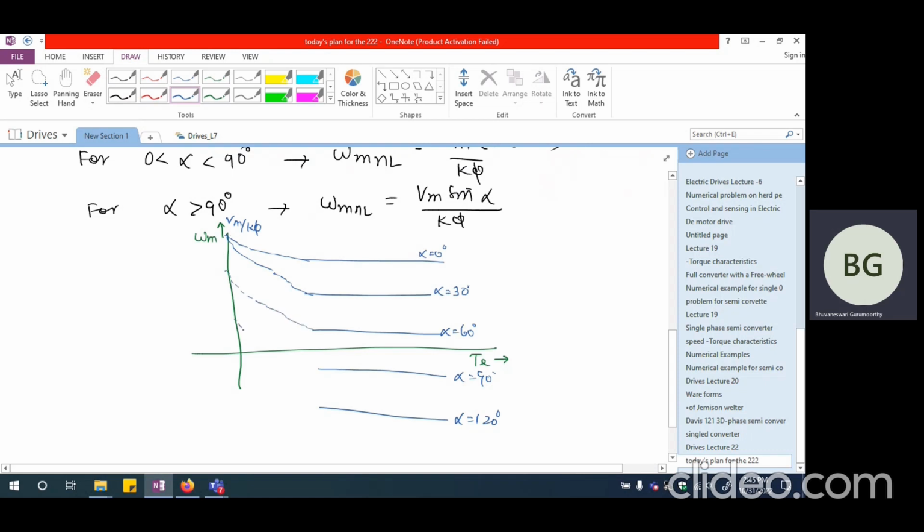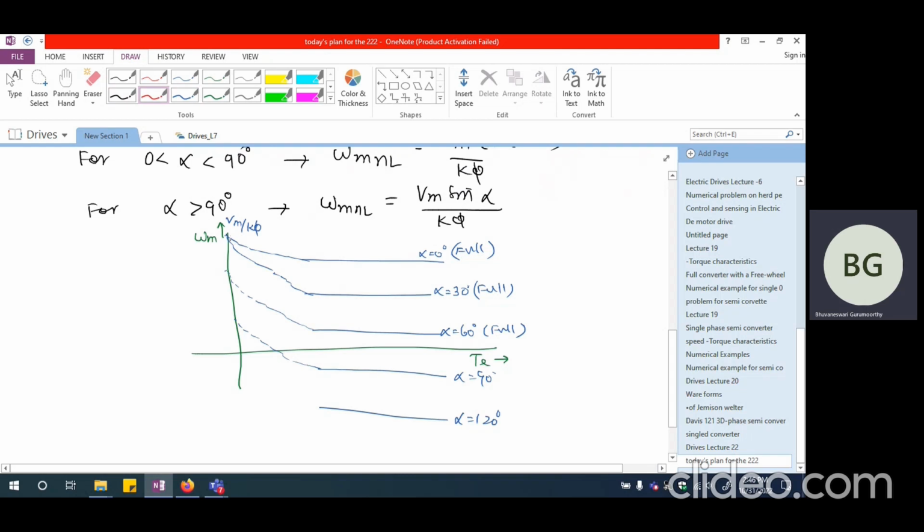This is what we were having as the characteristics corresponding to full converter. So this is also full converter. This is again full converter. This is also full converter. So all the blue color characteristics are for full converter.